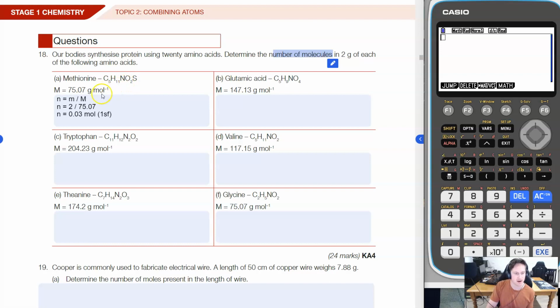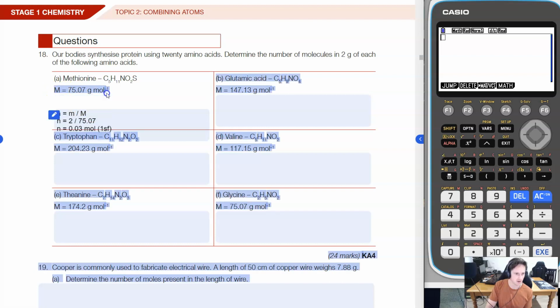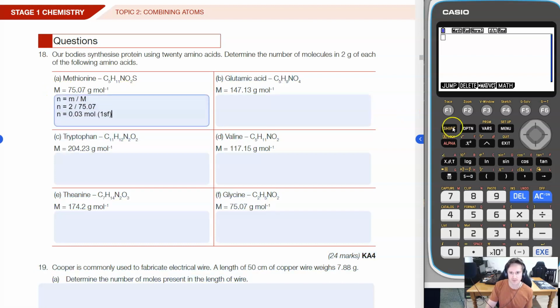The first step is to calculate the number of moles of each of these substances, which is the mass of the substance, so 2 grams, divided by the molar mass, which is given to you in the questions. So we won't have to figure them out. If I'm doing this one in my calculator, 2 divided by 75.07, which is going to be this, okay? Now I've rounded that off in my answers to one significant figure, which is 0.03, so that 3 is significant, and that's because the mass in grams is one significant figure, so we'd always round off to the least precise measurement.